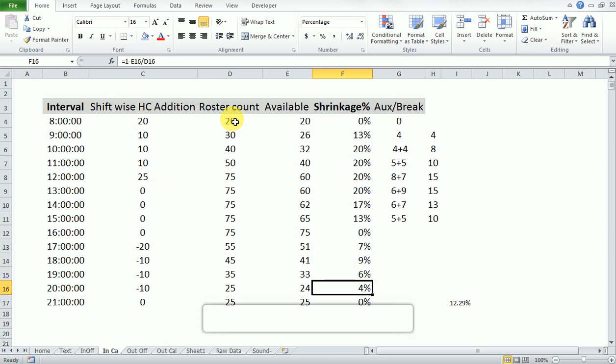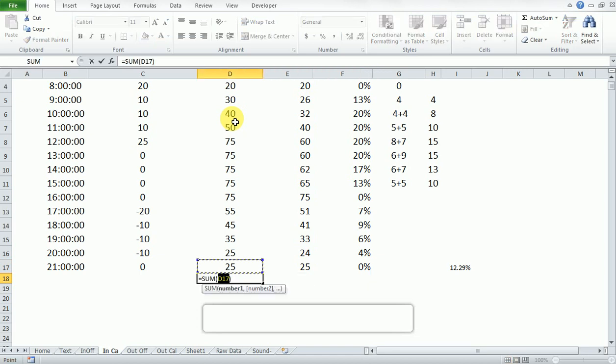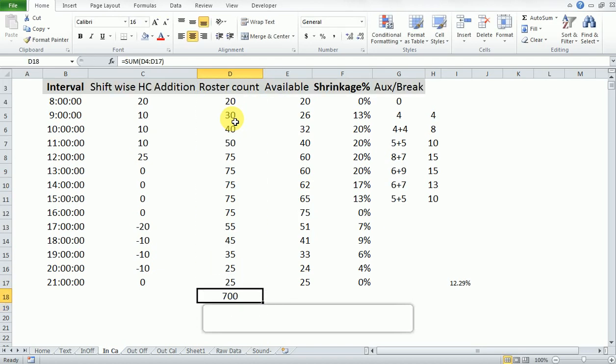So this is the calculation for time by slot. But we have to calculate the overall shrinkage for that day. How would we calculate it? There are two types of formula. We will make a sum of all these roster counts, and the same for the available count, and we will just drag this formula. This is the 12% shrinkage for the day.